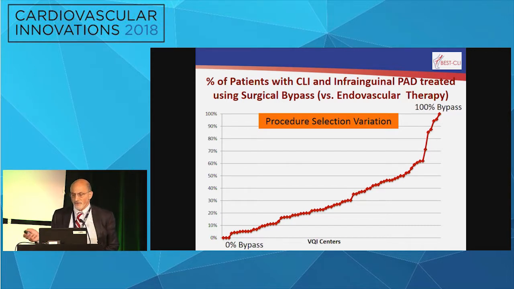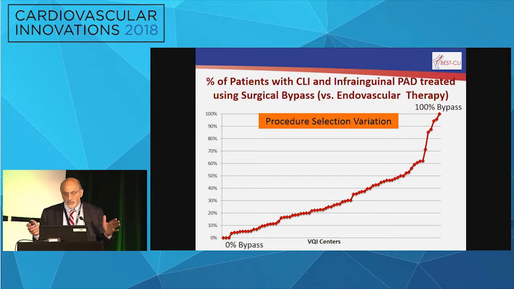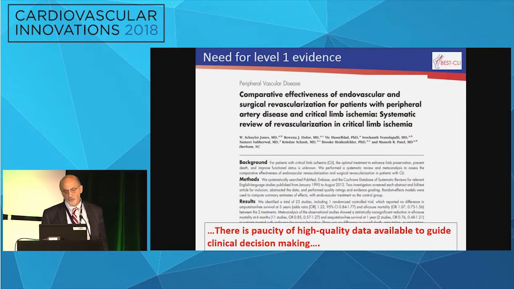And talking about variation, this is from VQI, which shows that in some centers in this country, if you show up with a threatened limb, you will 100% of the time get a bypass. In other centers, 100% of the time you'll get an endovascular approach first, and then everything in the middle. This should never be this much variation. It's clear that in some cases, a person who comes into a place who'll get bypassed first probably would do better with endo, and vice versa. And there shouldn't be this much variation in practice across the country and across the world.